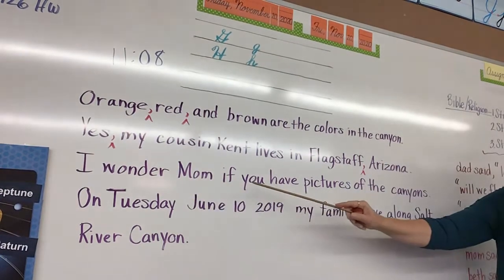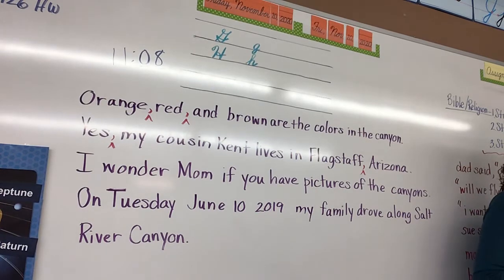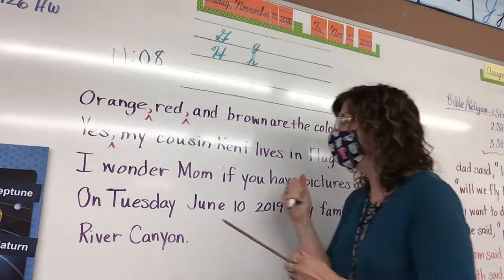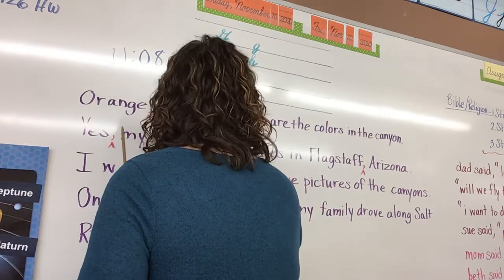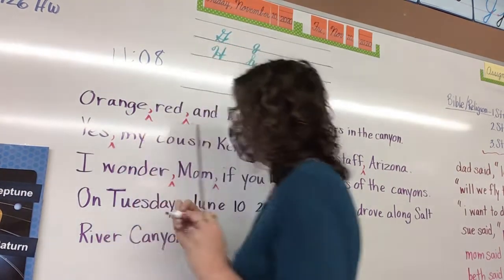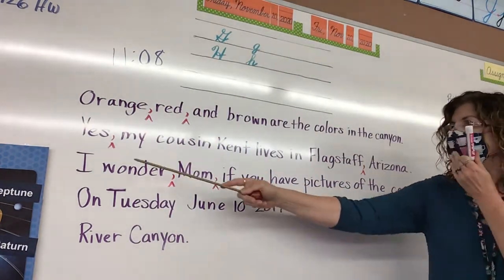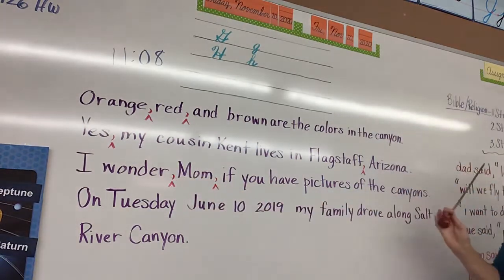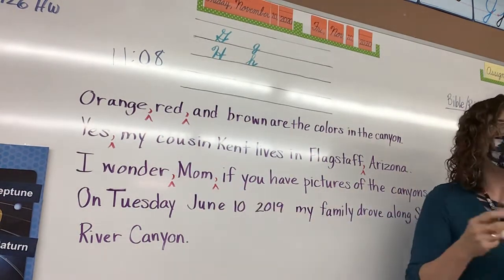I wonder, Mom, if you have pictures of the canyons. What are we going to do this time, Ben? After. Before and after Mom. Oh, I was going to have you just tell me one, but you are right. Before and after Mom, because this is direct address. And since Mom is not at the beginning of a sentence, and it's not at the end of the sentence, it's somewhere in the middle of the sentence, you need a comma before and after.